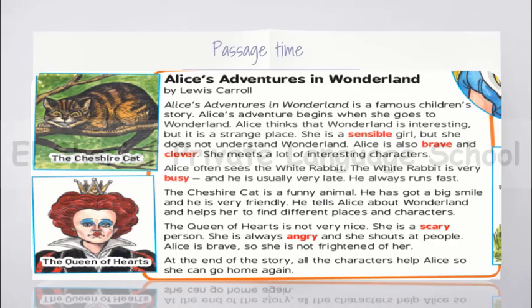The Queen of Hearts is not very nice. She's a scary person and she is always angry and she shouts at people. Alice is brave, so she is not frightened of her. At the end of the story, all the characters help Alice so she can go home again. And now it's time to extract some meanings from this passage. But stay with me.